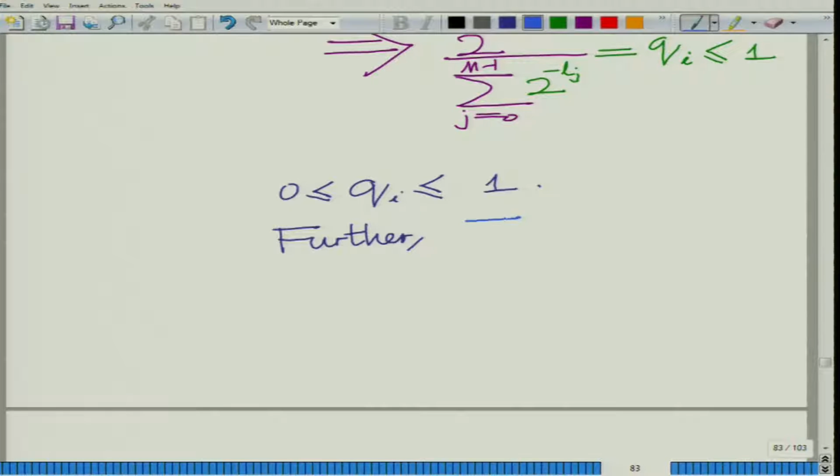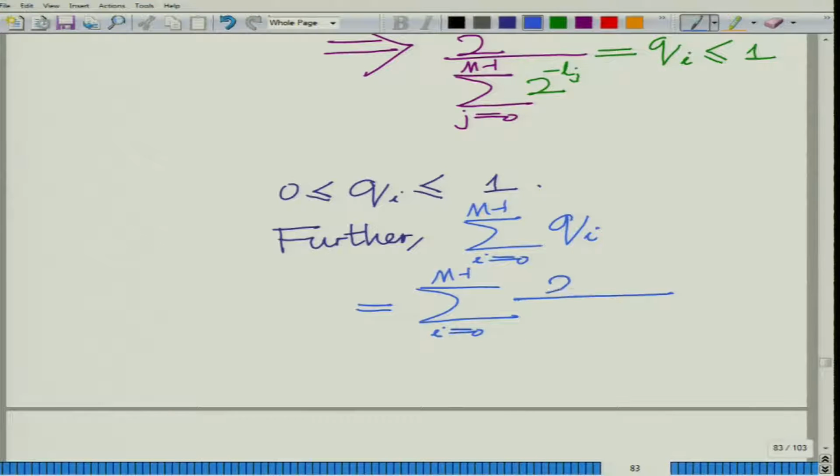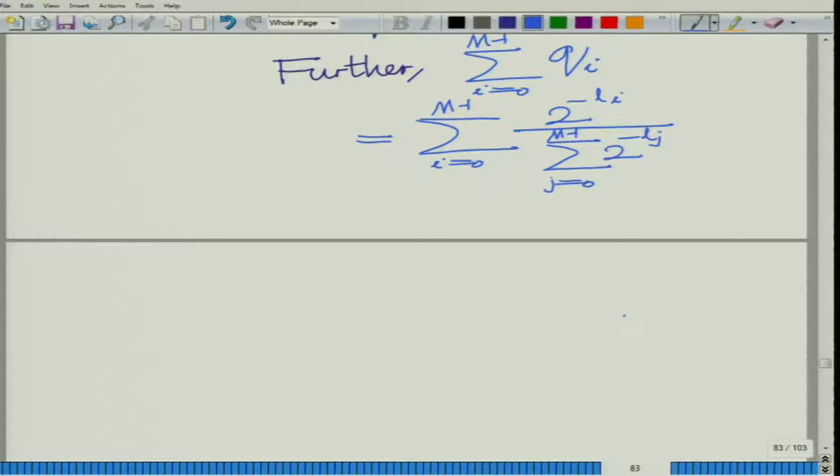Further, summation i equal to 0 to m minus 1 Qi equals summation i equal to 0 to m minus 1 2 to the power of minus Li divided by summation j equal to 0 to m minus 1 2 to the power of minus Lj. The denominator is a constant. So, we are taking the summation over the numerator.